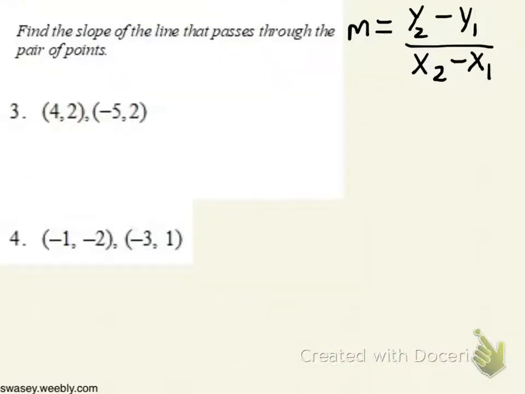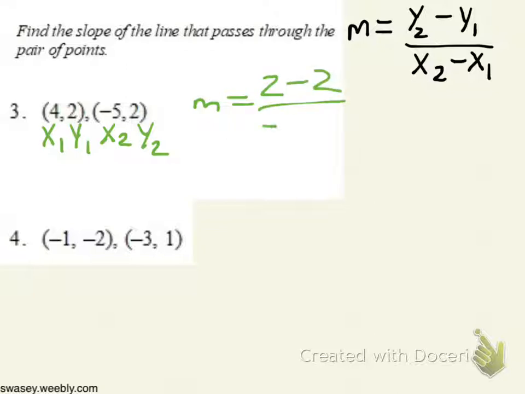Still finding slope, we'll label our points, and we'll substitute into the slope formula. On the top, 2 minus 2 is 0. On the bottom, negative 5 minus 4 is negative 9. 0 divided by negative 9 is 0.